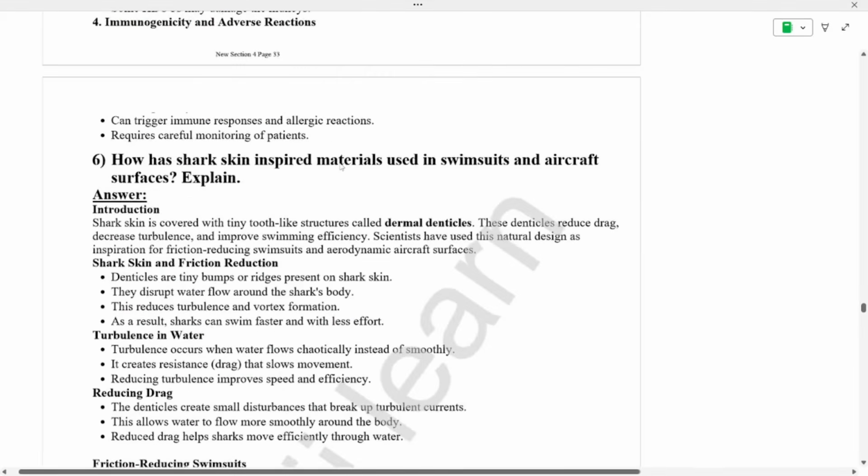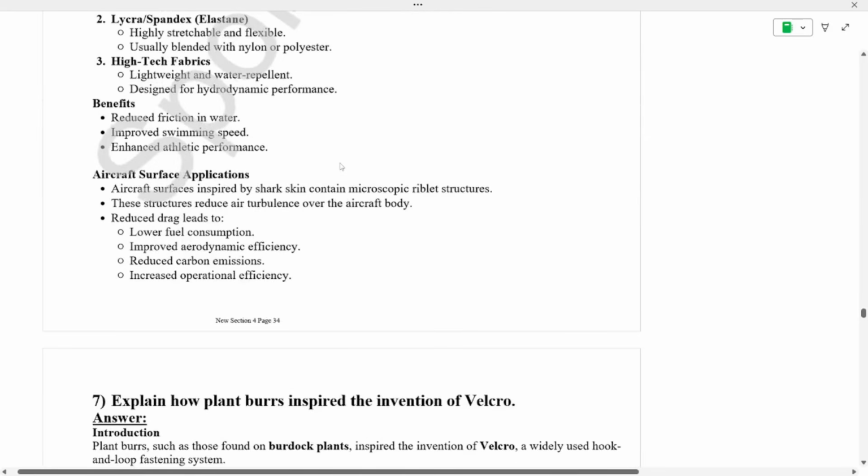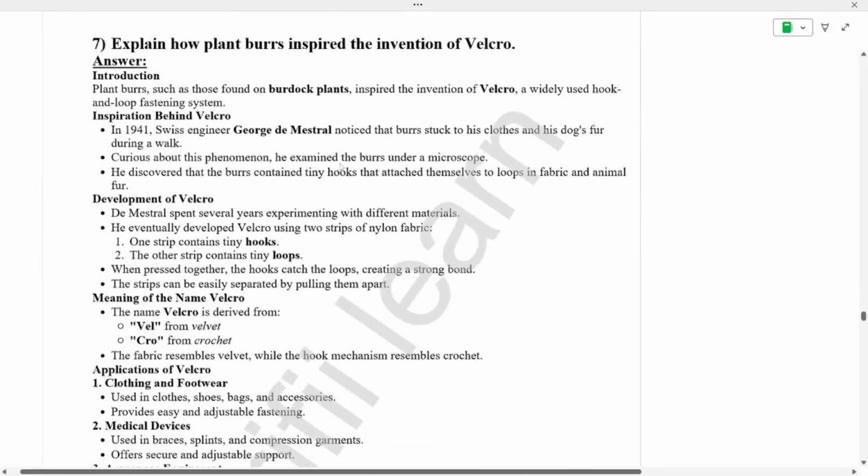Next, the question is about shark skin used in swimsuits and aircraft. This is also one of the easy questions. You can go through this. And next is how plant burr inspired the invention of Velcro.